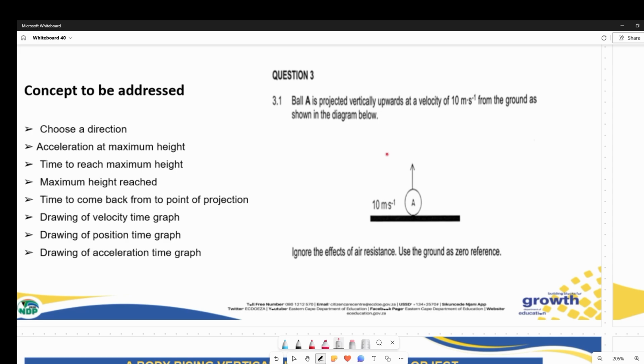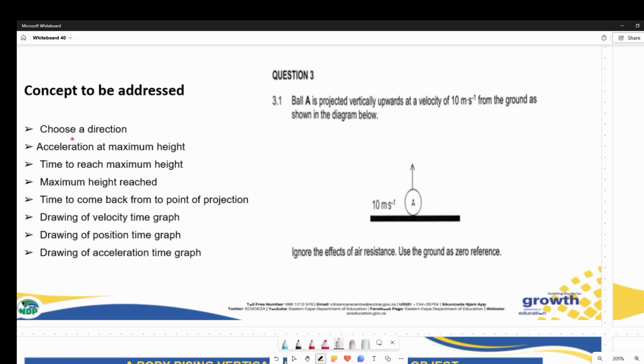Okay, then if we were to look at the concept to be addressed on this scenario, we must be able to choose a direction. That's a very vital thing. Remember, your direction must not necessarily be the same as your friend's. You must choose your own direction that is beneficial to you.